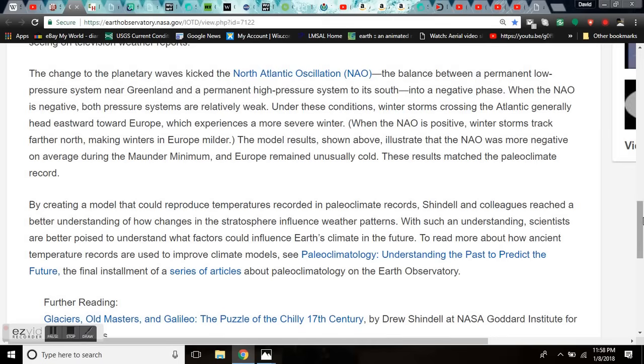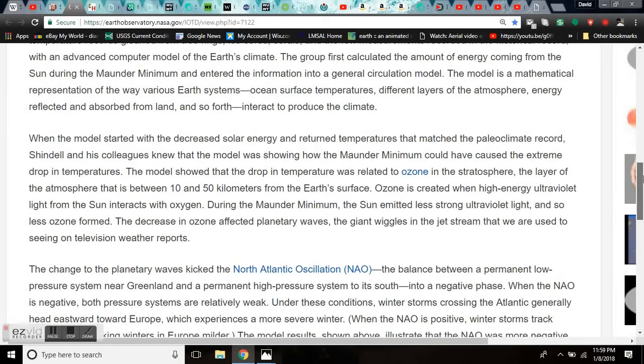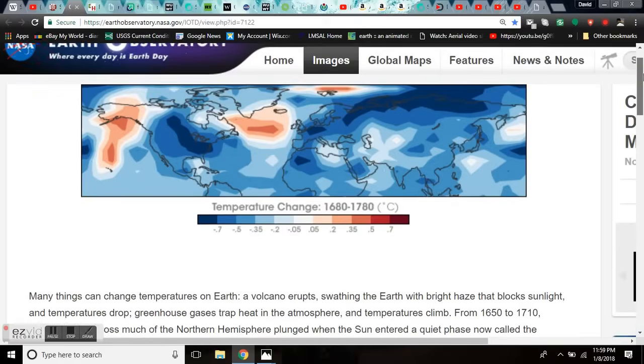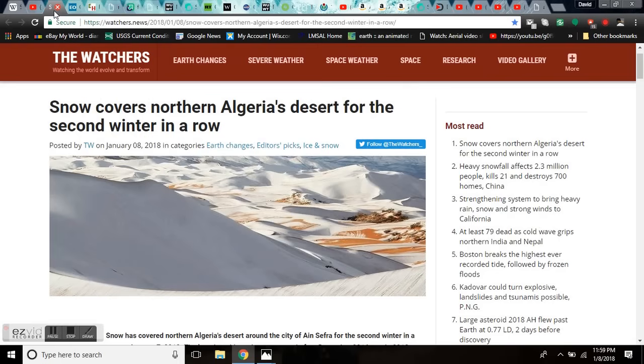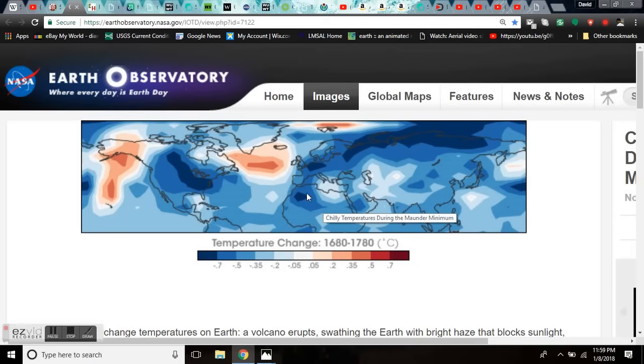These results match the paleoclimate record, which includes tree rings, sediment cores, including foraminifera, and other very high-resolution data from the GISP-2. And the snow in Algeria is right in this dark blue zone, right where the arrow is. It's predicted. We've all been predicting this. These are pictures from the last minimum.